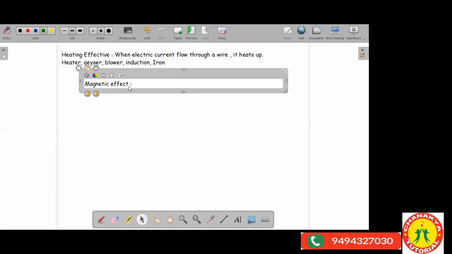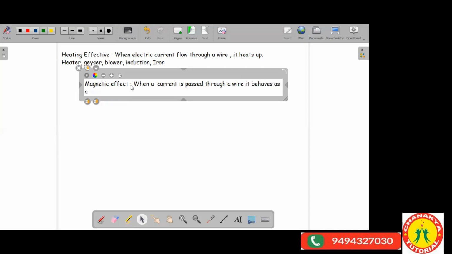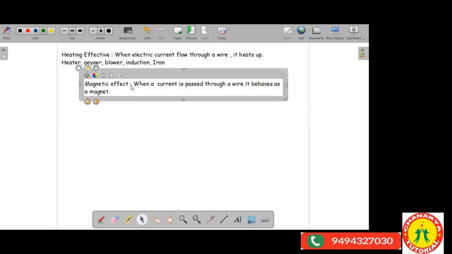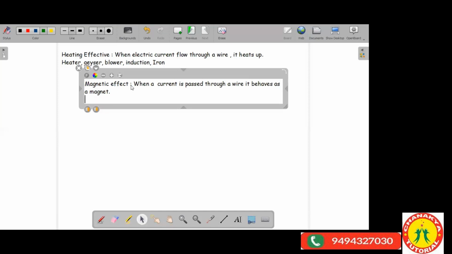Okay, we will see how the magnetic effect works. So when current is passed through a wire, it behaves as a magnet. See here, when a current is passed through a wire, it behaves as a magnet. So the wire itself behaves as a magnet, and this property is used in making temporary magnets. We can make temporary magnets which look like a solenoid. For example, we call it a solenoid.